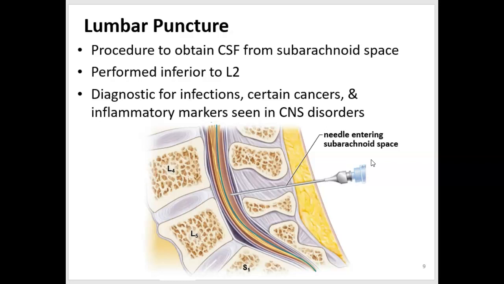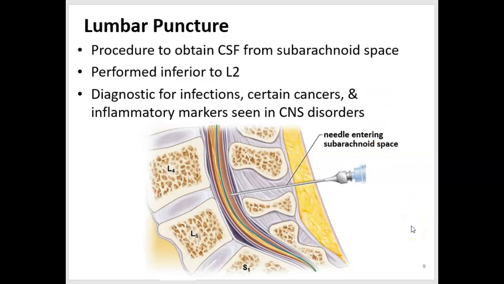they puncture the meninges. They have to go through the dura and the arachnoid meninges, and they want to do it lower than L2. It's usually done at like L4, and that is so they don't hit the spinal cord proper and cause damage.